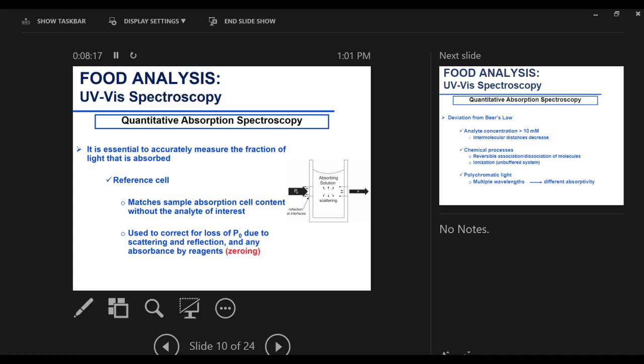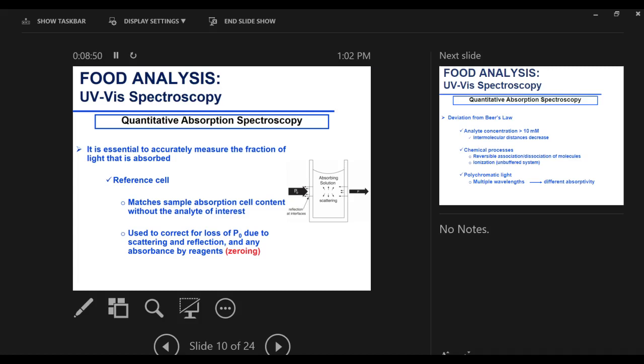So our blank can be water if our components are dissolved in water, but it can also be the same reagents you use to have your sample in to be measured. So your blank is everything but the components of the sample. You put that blank solution in your cuvette, run it in your spectrophotometer, and subtract that absorption from your sample. We call this zeroing.